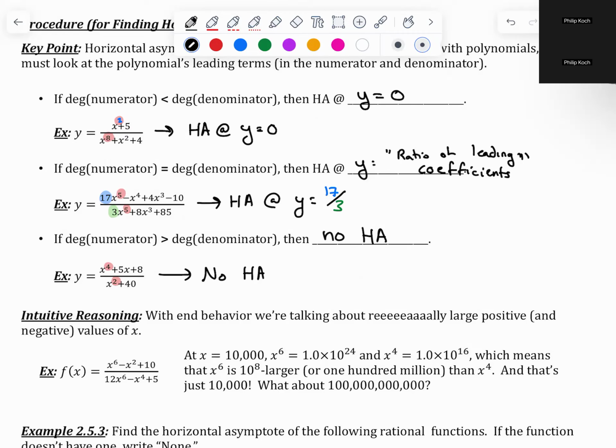So that's just 10,000. What about thousands, millions? What about 100 billion? The difference is just going to keep getting more and more staggering. So when we're looking at infinity, these things are basically gone. They don't really matter in the long run. And so what we have is this equal ratio of an x to the 6th over a 12x to the 6th. This function has an HA at y equals 1/12.